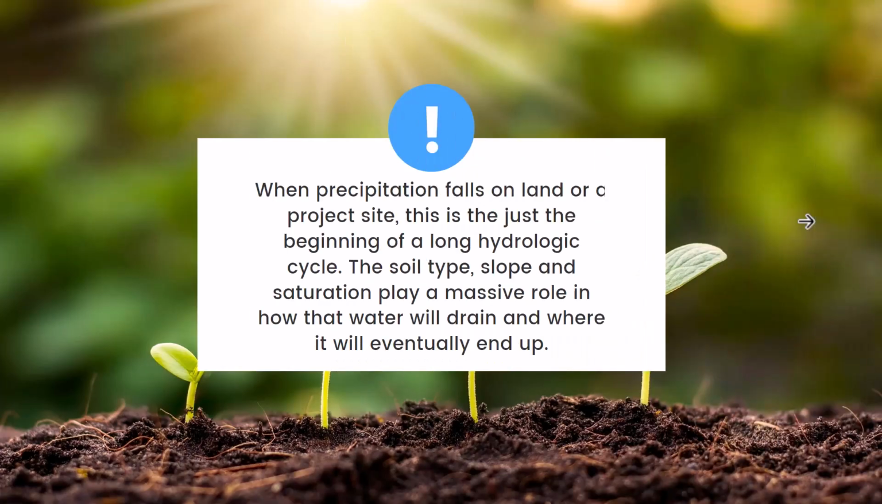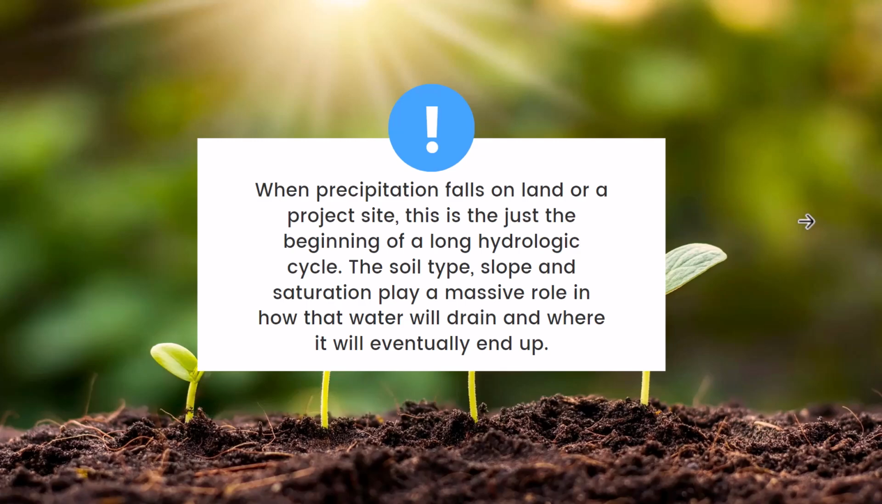So anyways, when precipitation or rainfall falls on land or a project site, this is just the beginning of a long hydrologic cycle. The soil type, slope, and saturation of that soil play a massive role in how that water will drain and where it'll eventually end up.